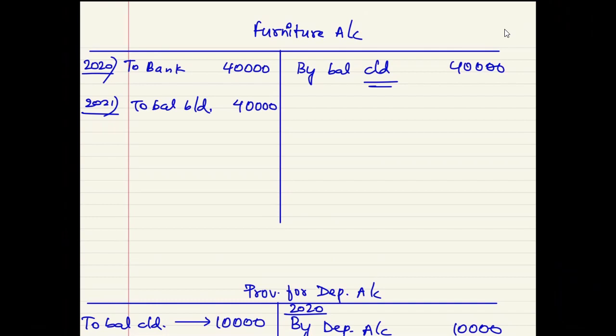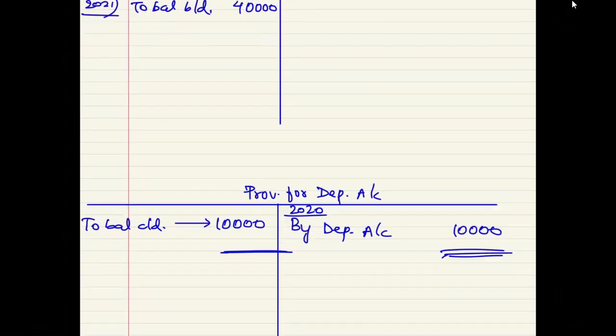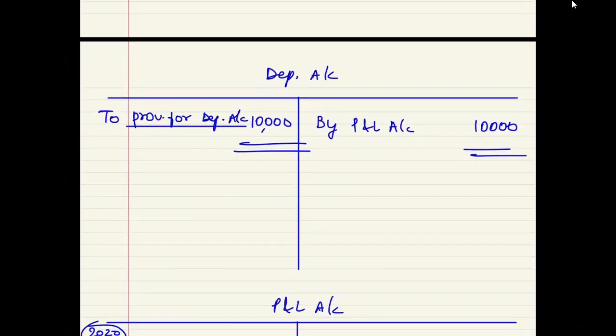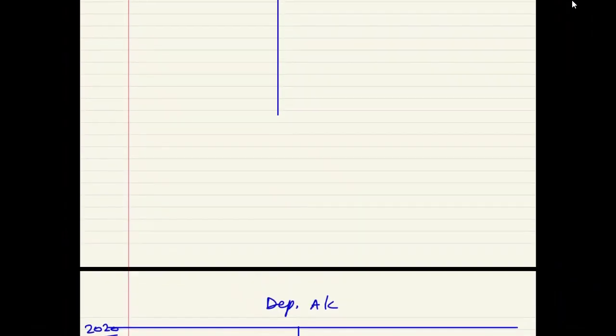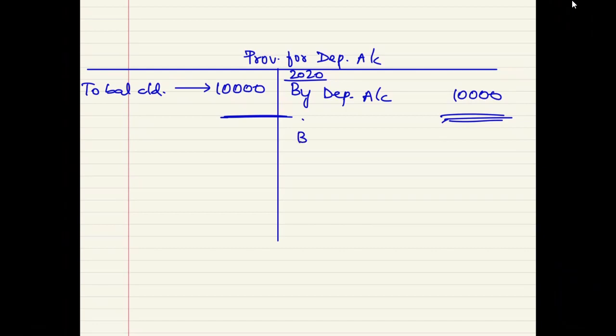See, there is no change in the value of the asset. The value of the asset is the same. But in the depreciation account, this was year 2020. Now in 2021, again depreciation would be charged to the provision for depreciation account. 10,000 rupees will be charged. And in my provision for depreciation account in year 2021, by depreciation account.